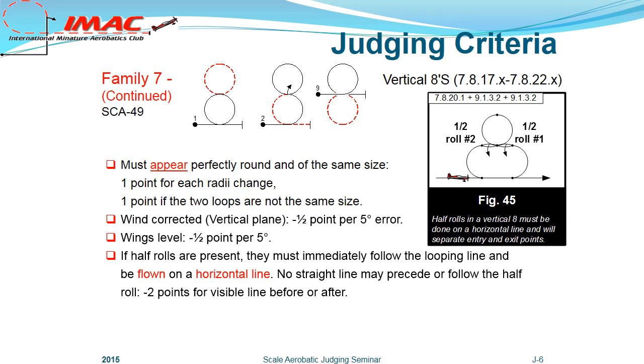Since the roll element is flown on a horizontal line, the entry and exit points will be separated as shown in figure 45. There is no deduction applied for this separation. This concludes Family 7, Loops and Eights.